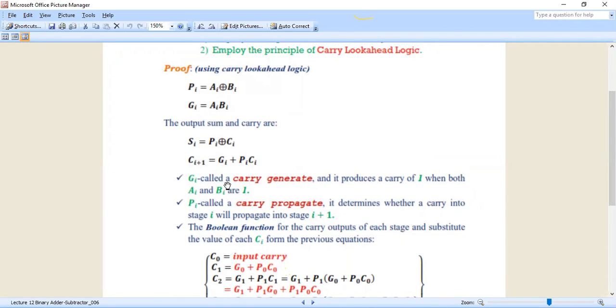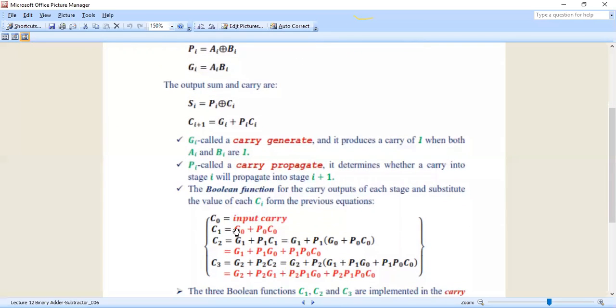So Gi is nothing but carry generate, and it produces a carry of 1 when both A and B are 1. Pi is nothing but carry propagate. So in this way we have to consider the values. C0 is nothing but the input carry.